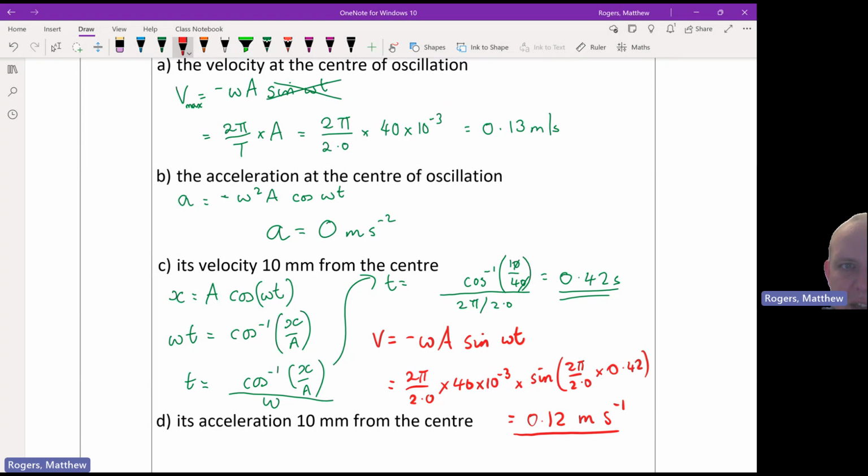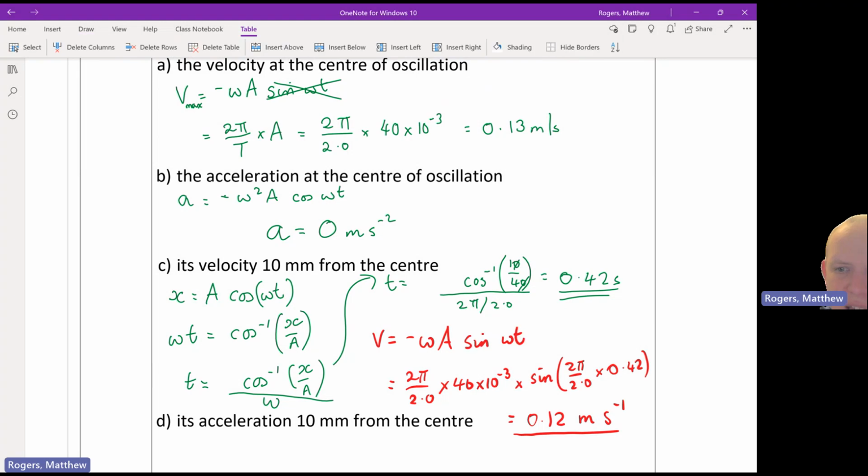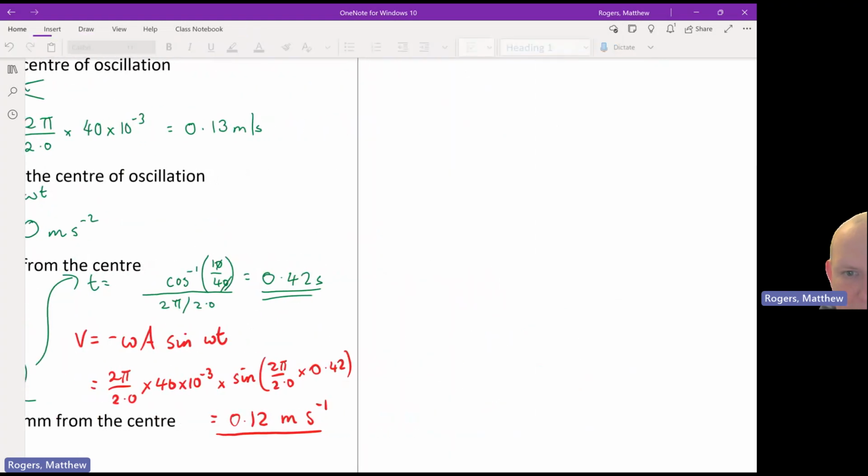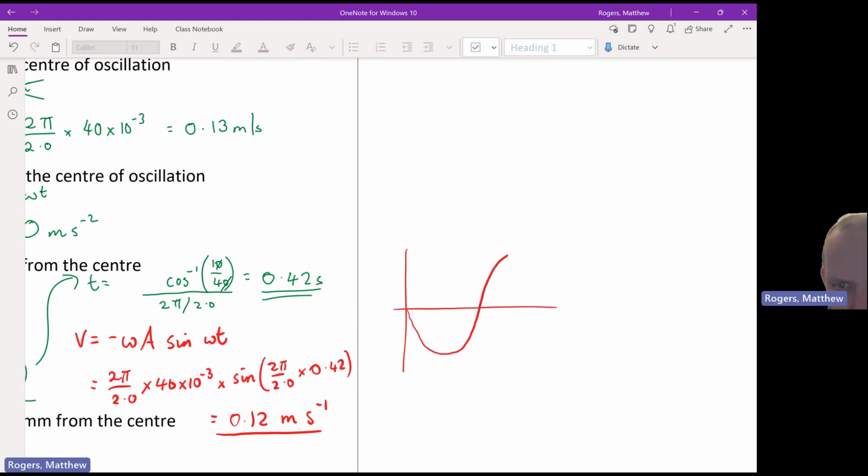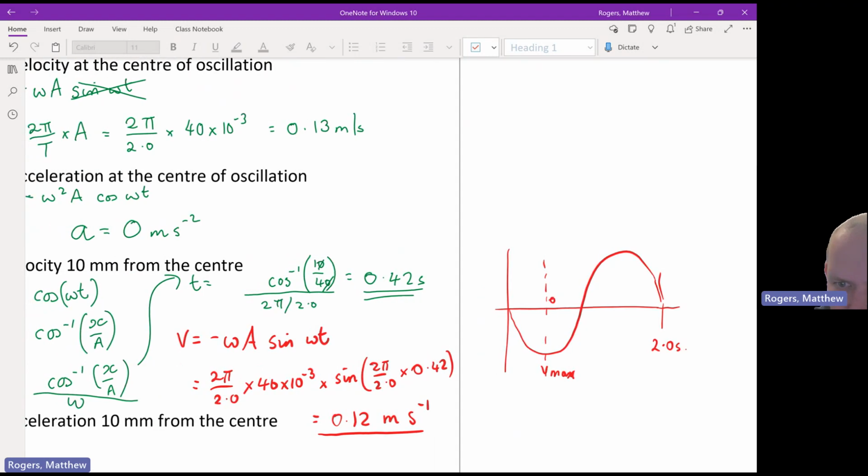Again, quick reality check. The maximum speed was 0.13. When it's just a quarter of the cycle away from the center, we expect it to have a velocity that's very close. Let's just quickly sketch a sine graph to show that. So the speed follows a minus sine graph like this. We know the total time period is 2.0 seconds. We know the maximum speed here, Vmax, happens for a quarter of a cycle, so at a time of 0.5 seconds.